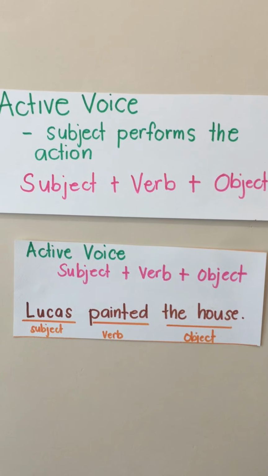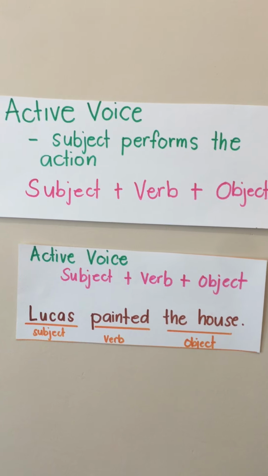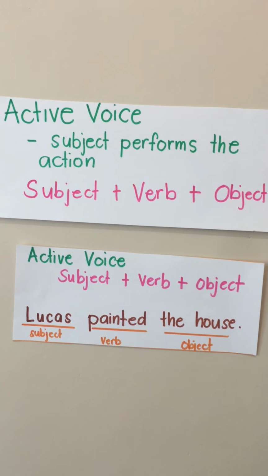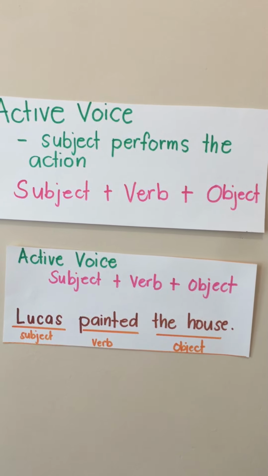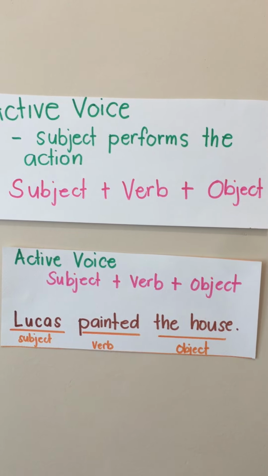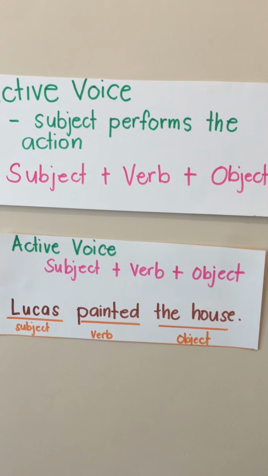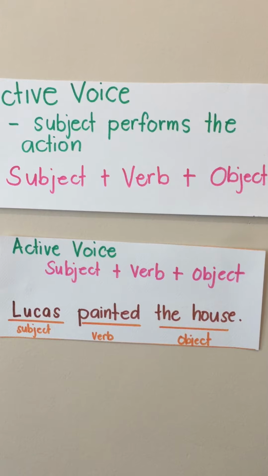In active voice, the subject performs the action. The subject is always the doer of the action, and the pattern we have to follow is subject plus verb plus object. In the example provided, it follows the sentence structure subject plus verb plus object. Lucas is the subject, painted is the verb, the house is the object.